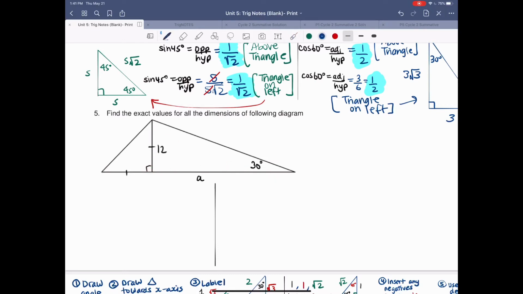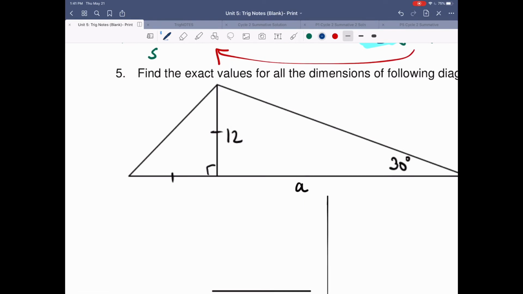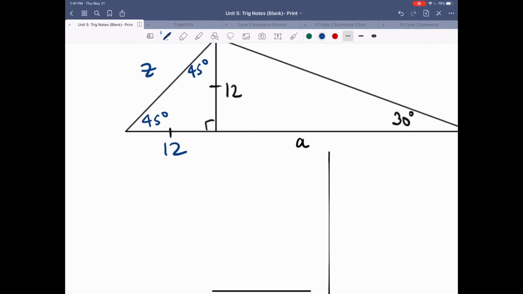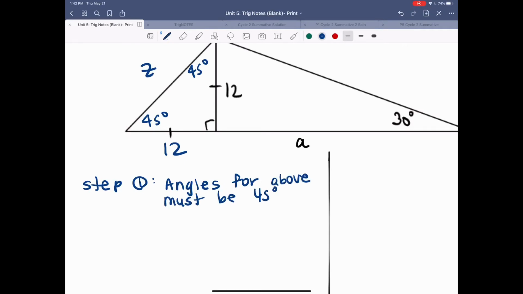So let me focus on one part at a time. On this first triangle, these angles must be 45 degrees if this angle is 90, and because this side and this side are equivalent, as a result this side is going to be 12. I don't know yet what this side is, so I just gave it a variable. Any variable from A to Z is fine. So as my step 1, I considered the angles above, and the angles above in that case must be 45. Next, for step 2, how do you think I can find that missing dimension?